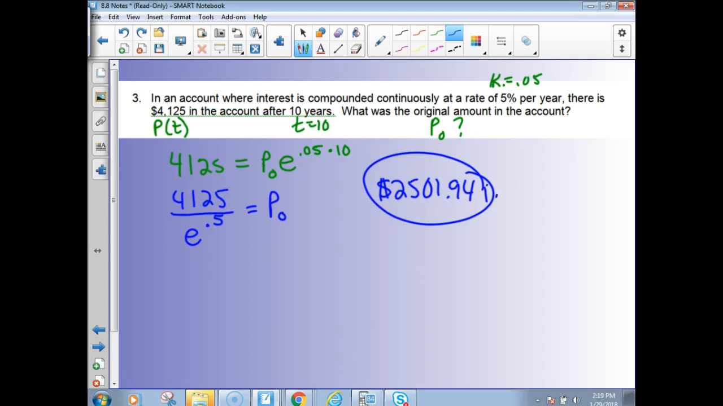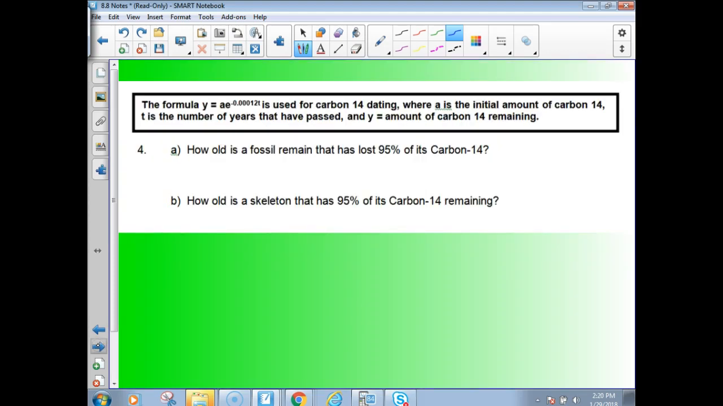And that would be your initial amount, or the amount you started with, the amount in the account. Okay, number 4, we've got fossil remains, carbon-14 dating. You've probably heard of that. And look at that special little exponent they figured out.